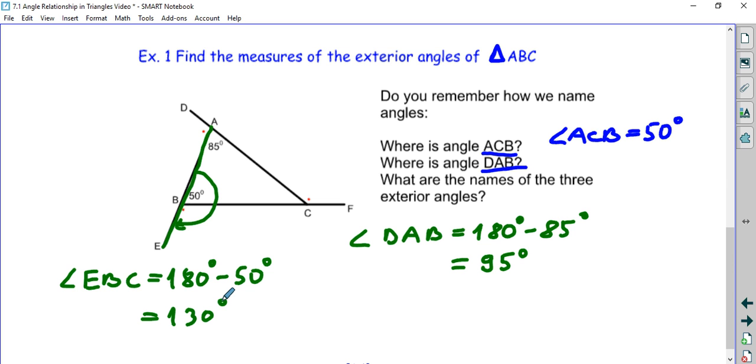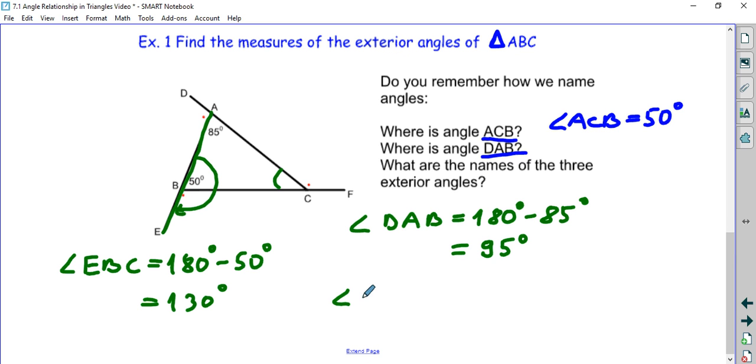However, we don't have an internal angle in here, so we don't have an angle ACB. We could get it, but we can use the external angle rule. And if you remember, if we add up the three external angles, they all add up to 360 degrees.